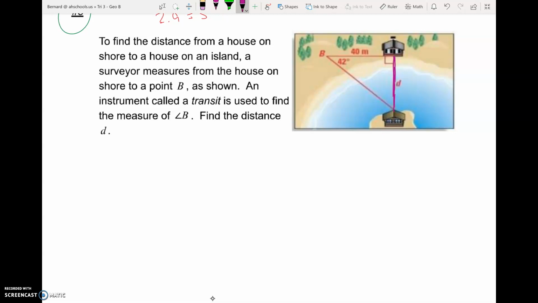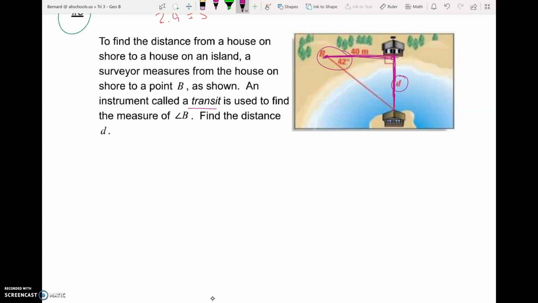And to do that, a surveyor measures from the house on shore, so that's over here, to a point B. They know that this distance right here is 40 meters. And then they use some kind of tool, it's called a transit, and they figure out that the angle from point B to the other house is 42 degrees. So now let's use this because we've created a triangle, and let's figure out what D is.